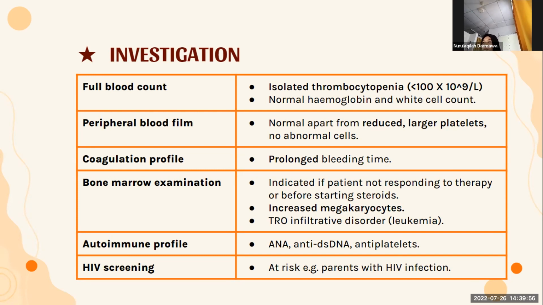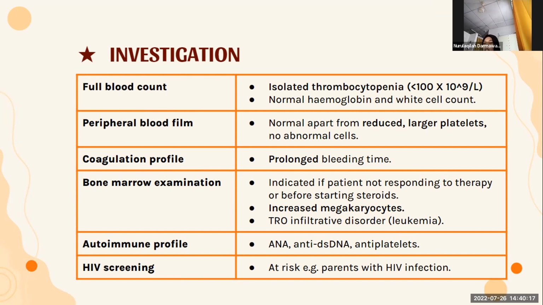besides reduced or larger platelets, and there are no other abnormal cells. For the coagulation profile, it can show a prolonged bleeding time, because the reduction in platelet count leads to disruption of hemostasis, causing the bleeding to be more prolonged.